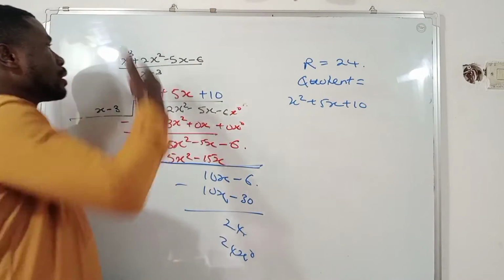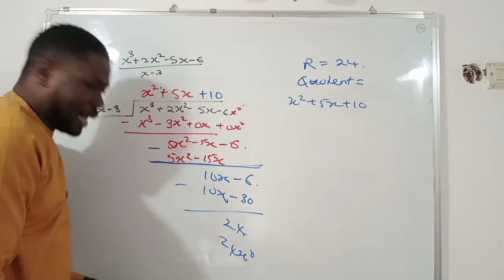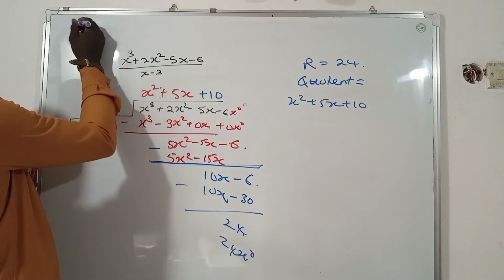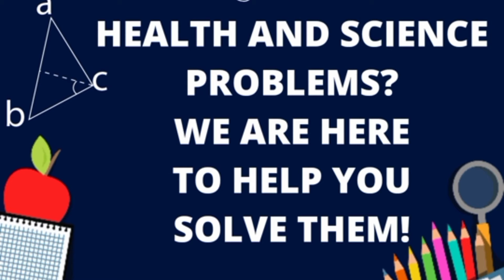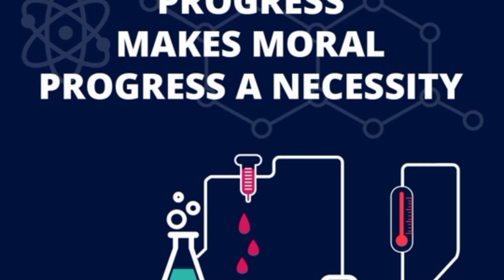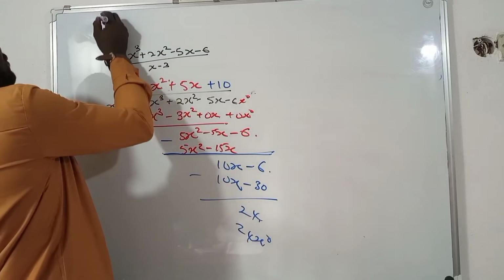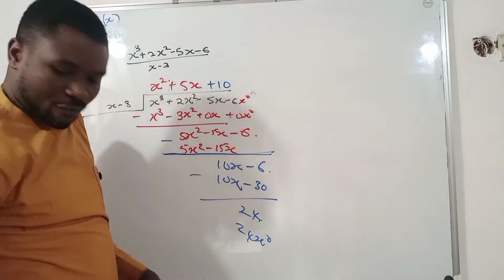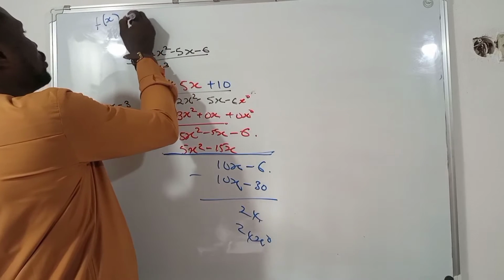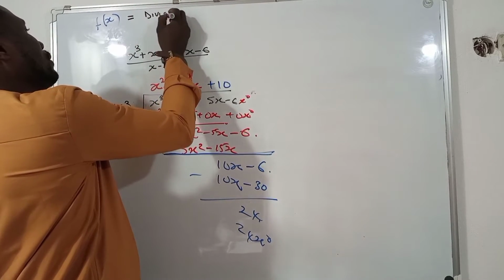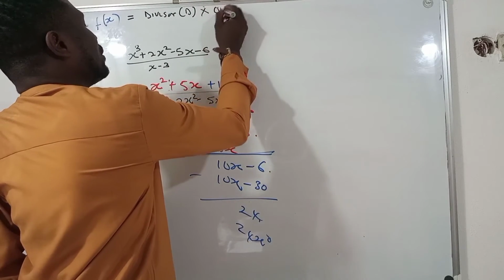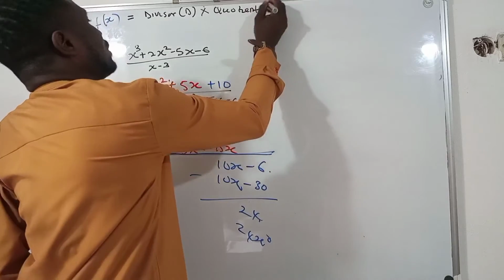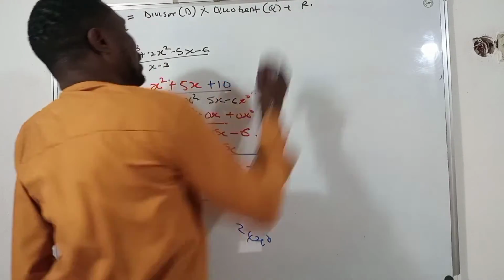But if it's an essay exam, that means you have to show all of this. At the end, you express your answer this way. You say your f of x, of course, f of x is the given polynomial, is equal to the divisor d, times the quotient q, then plus the remainder.